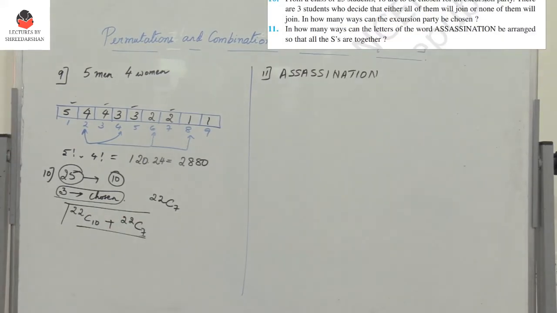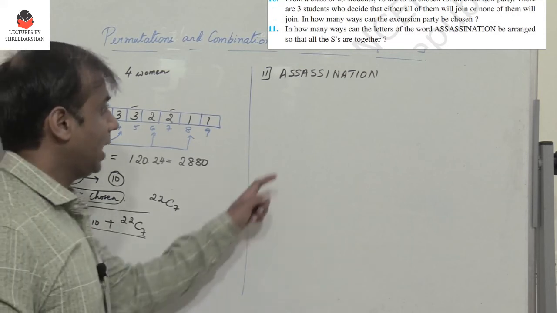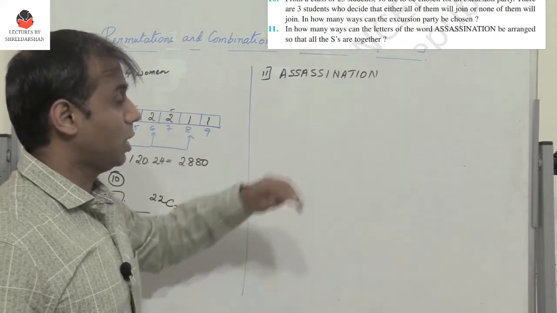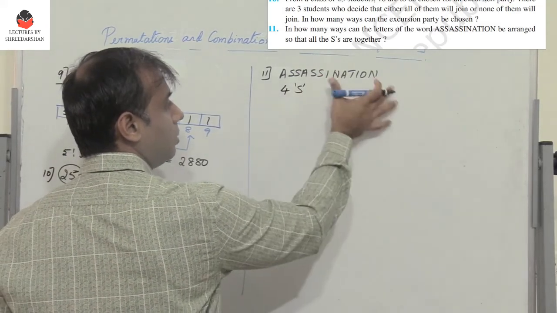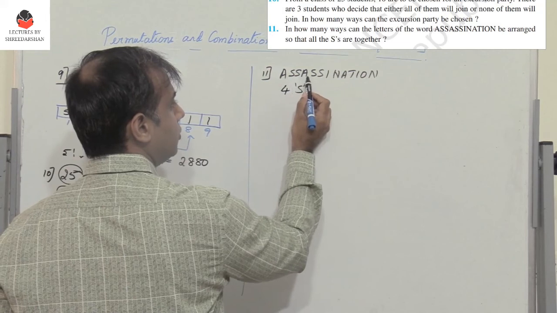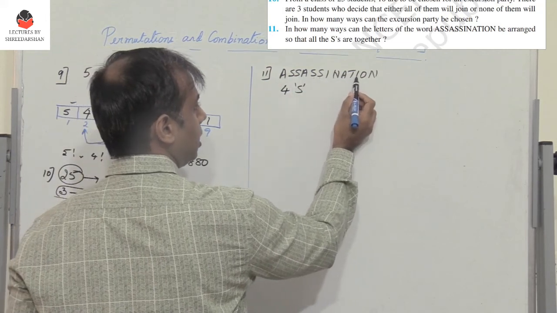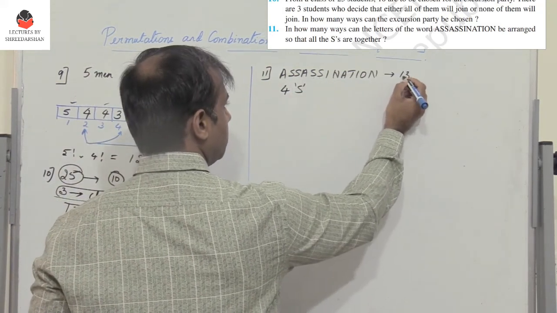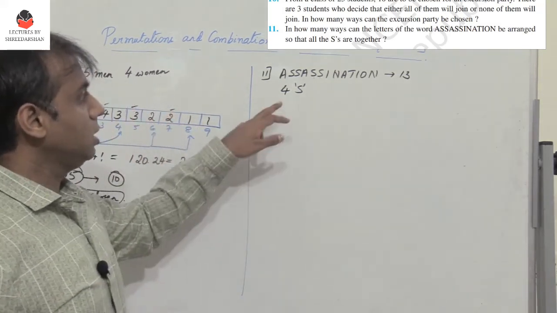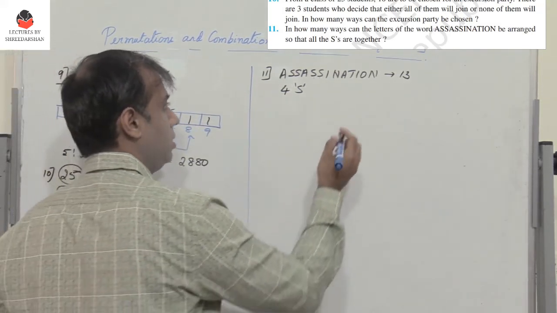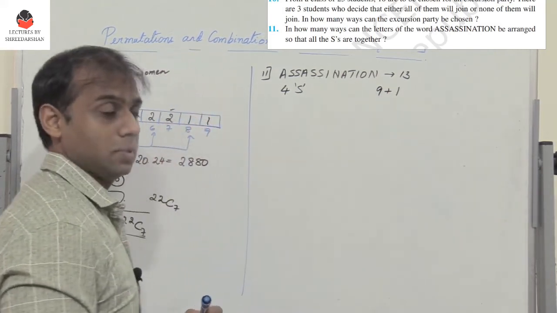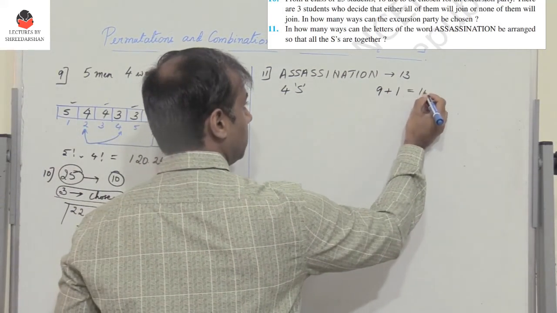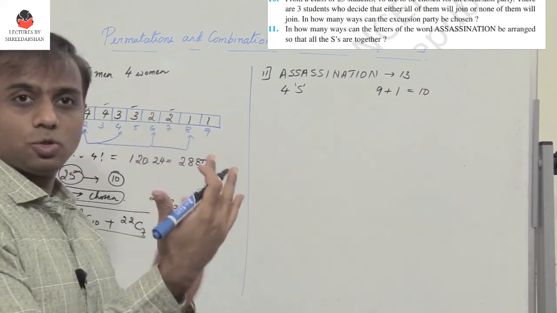In how many ways can the letters of the word assassination be arranged so that all the letters S are together? So I find that there are 4 S. And how many alphabets are there? 1, 2, 3, 4, 5, 6, 7, 8, 9, 10, 11, 12, 13. So there are 13 of them. So 13 minus 4 is 9, plus all these 4 S together, which is 1. So totally you will have 10 of them if all the 4 S are together.